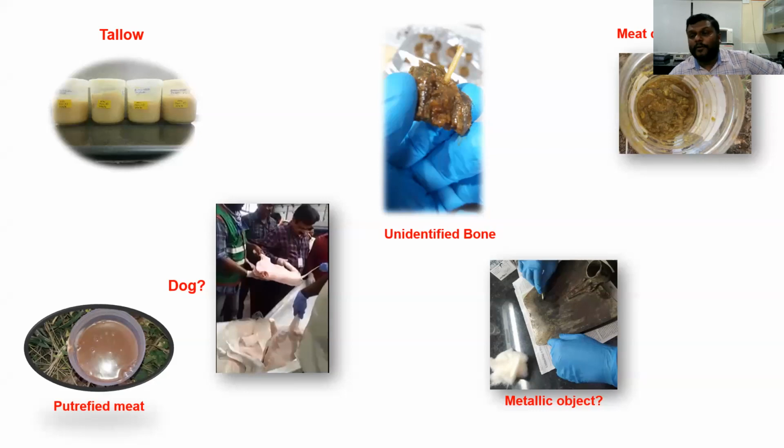Then we have meat curry from a wild animal. This was caught by the forest department while people were hunting animals. They prepared the curry and were consuming it in the forest, so the forest department caught them. They sent this curry to NRC Meat for identification.